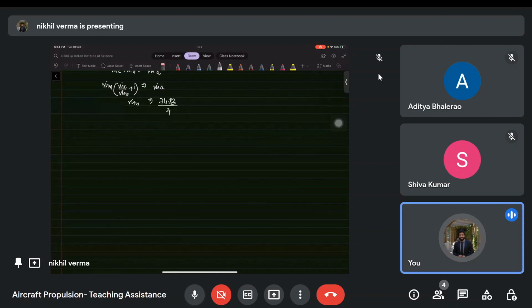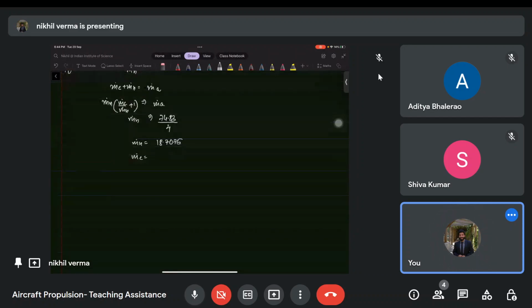If you calculate this, you will get m dot hot as 74.8354 divided by 4, which is 18.7075, and m dot cold is just the total minus 18.7075. So this is 56.01225 kg per second.